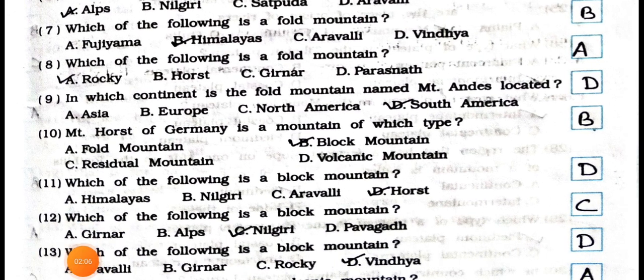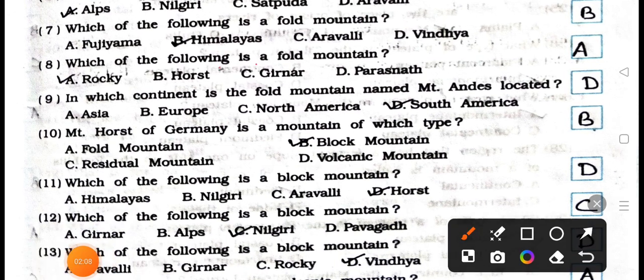Number 8. Which of the following is a fold mountain? A, Rocky. B, Horst. C, Girnar. And D, Parasnath. Answer is option A, Rocky. Number 9. In which continent is the fold mountain named Andes located? A, Asia. B, Europe. C, North America. And D, South America. Answer is option D, South America.